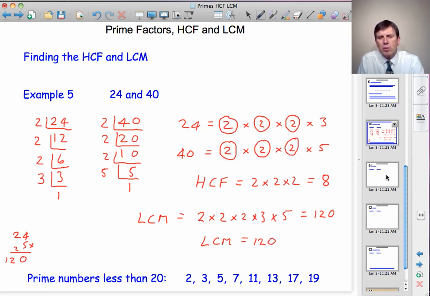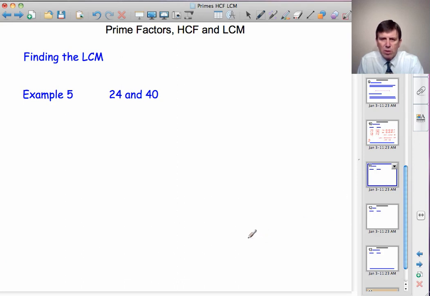Now I'm going to show you perhaps an easier way of finding the lowest common multiple. The way we found the highest common factor there is a good way, but for lowest common multiple I can just look at the 24 times table and the 40 times table. Now you might be thinking you don't know your 24 times table, but we can work it out as we go. So I could just write down 24 is the first multiple of 24. If I add on another 24, I get 48. Add on another 24. Well, 48 add 20 is 68. Add on 4 is 72.